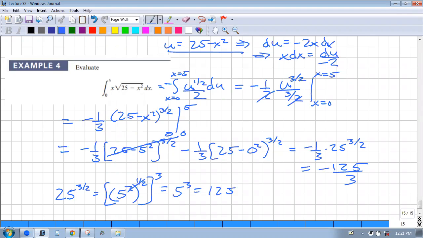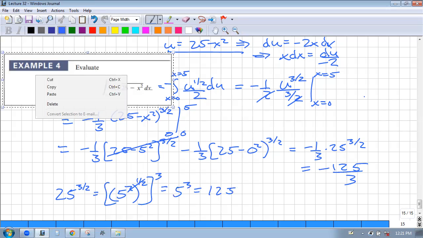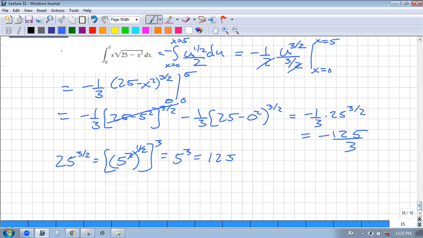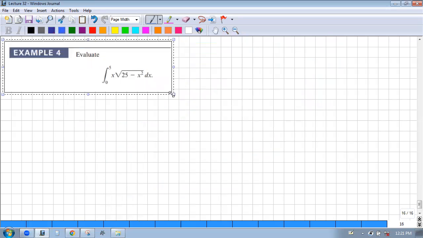So there's two ways to do this. You can do it the way we just did it. We do integration by substitution. We turn the x's into u's, and then we turn the u's back into x's, and then we evaluate. Here's the other way. It's the same thing, basically.